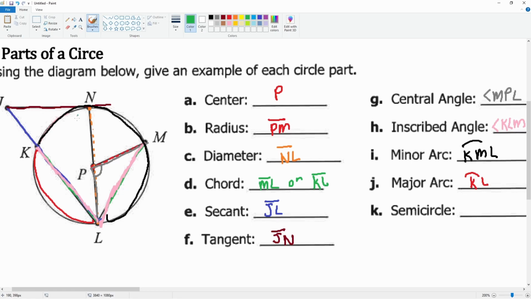Semicircle is the part that cuts here, it's the diameter, right? And the arc for that diameter is going to be the semicircle. So we can say that would be arc NML. All right, there you go.